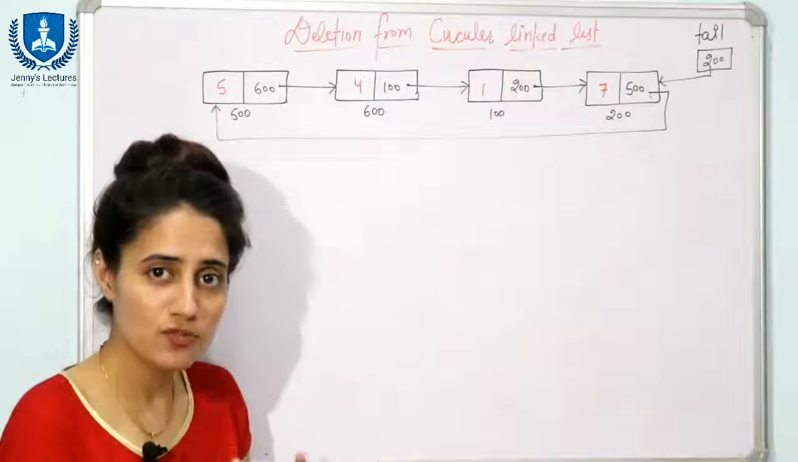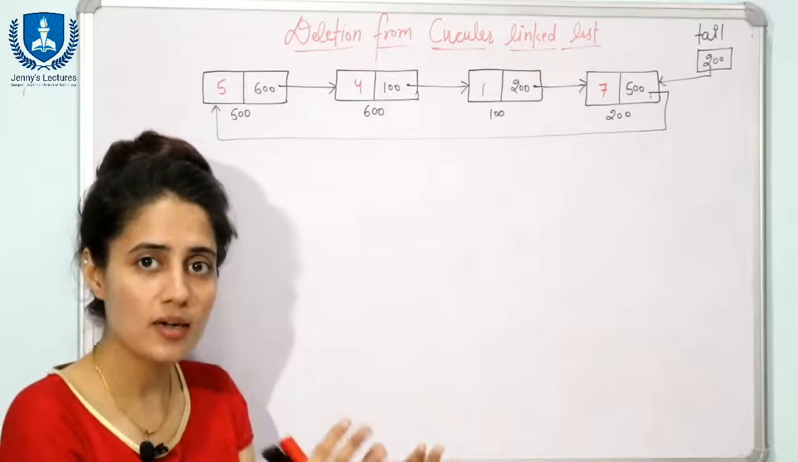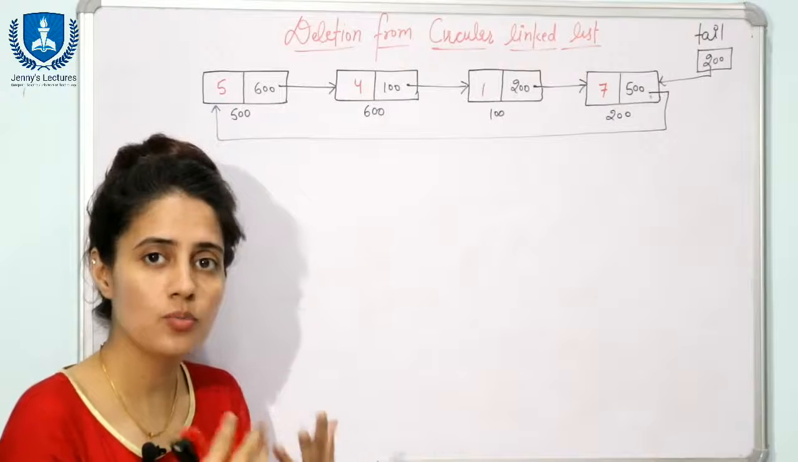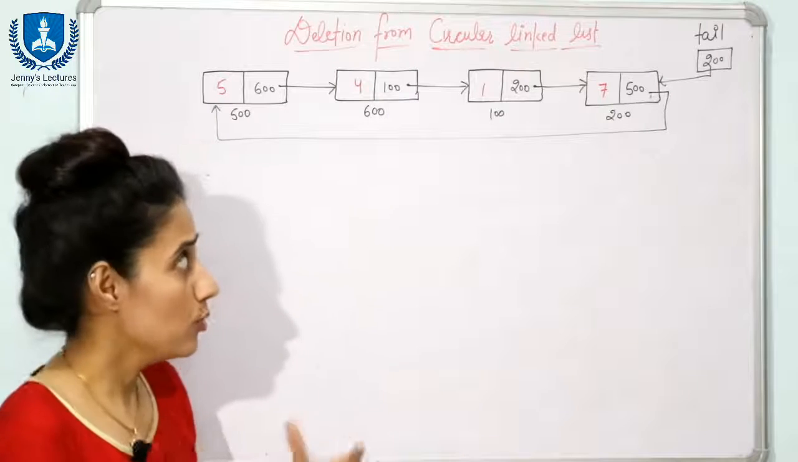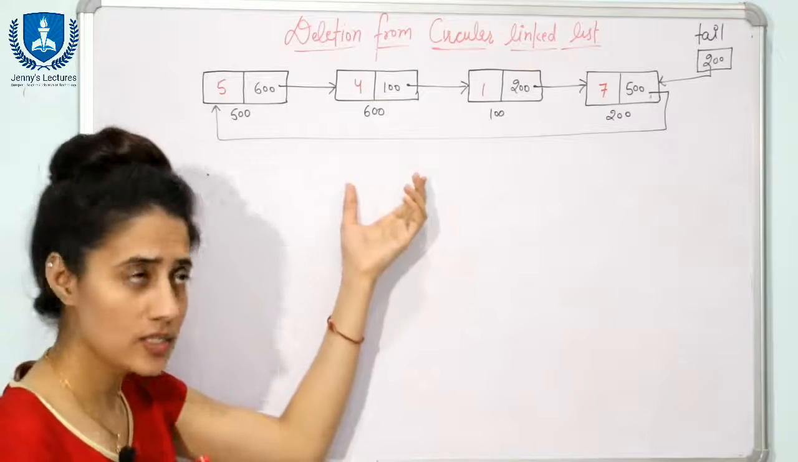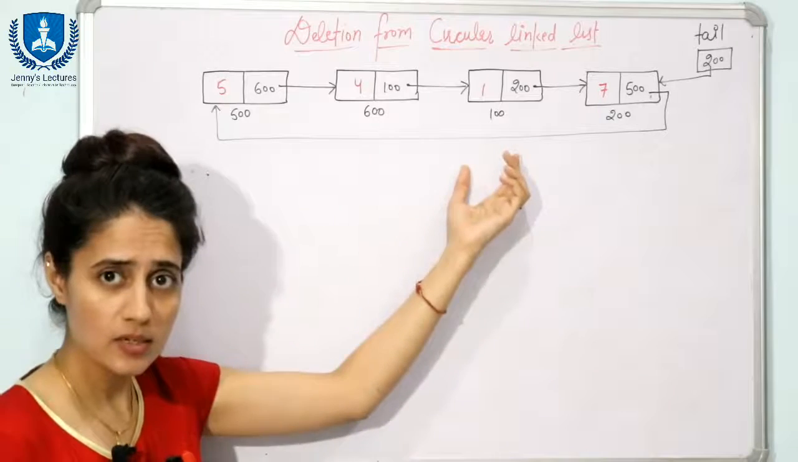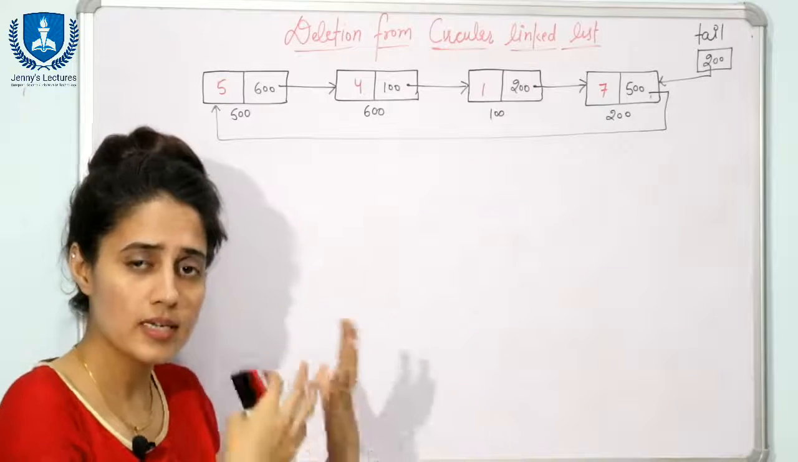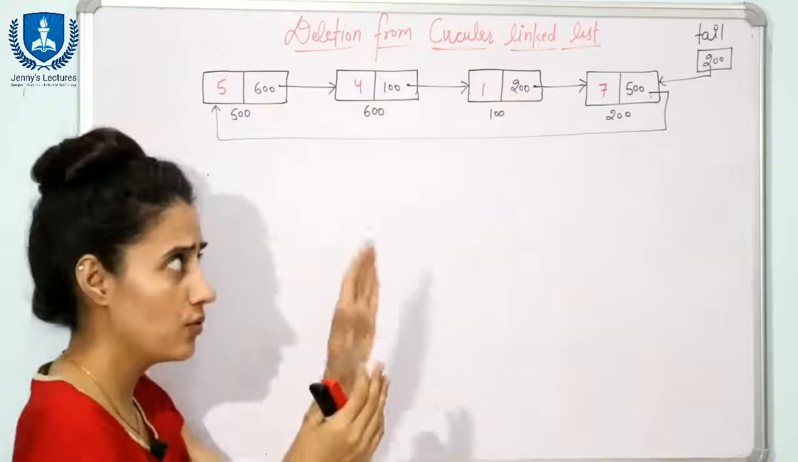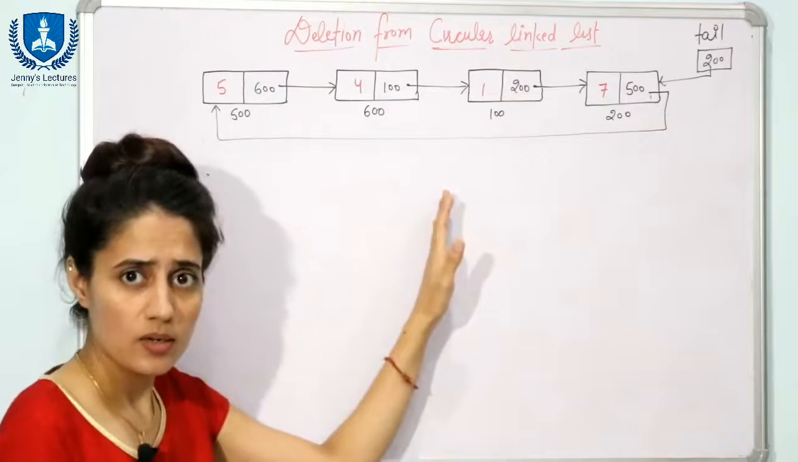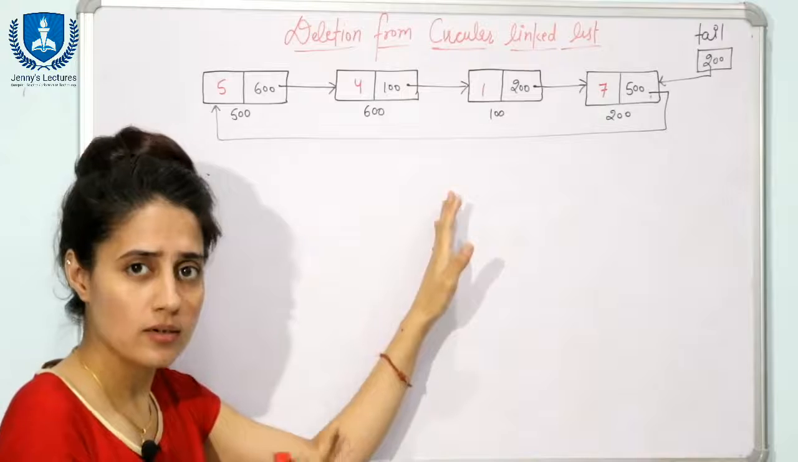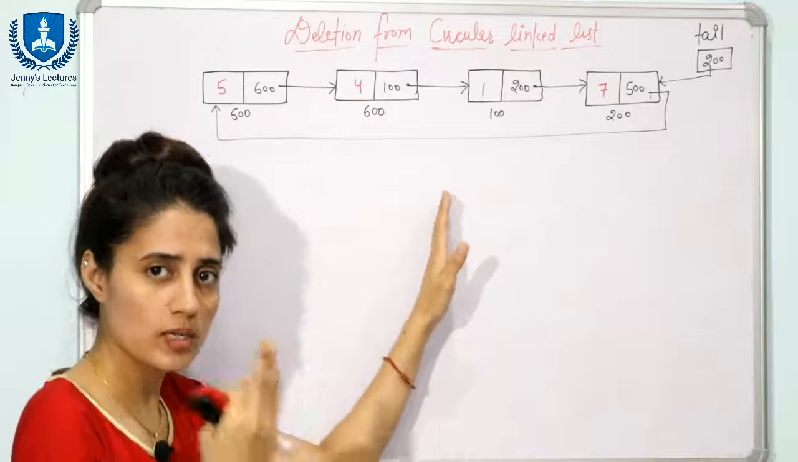linked list. Deletion from beginning, deletion from end, as well as deletion from a given position, right? So suppose this is a circular linked list. We are having 4 nodes in the list. We have called our create circular linked list function, and we have created this linked list, right? We have already discussed how to create that circular linked list and how to display the content.